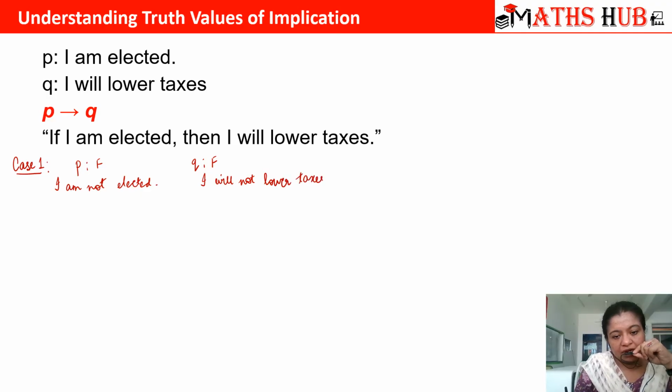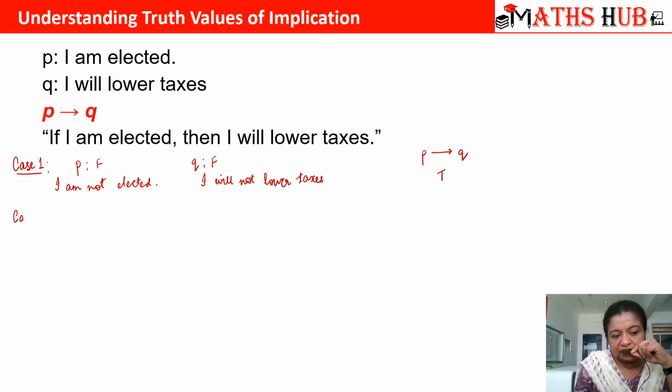Now if these are the statements, then what will P implies Q be? What is our argument? That if I am elected, only then I will lower the taxes, right? So if I'm not elected, I will not lower the taxes, isn't it? This is quite obvious: if I do not get elected, I will also not lower the taxes. So should it be a true statement or a false statement? It is true. The condition was that if I get elected, only then I will lower the taxes. So if I'm not elected, obviously I will not lower the taxes. So it is a true statement, right?